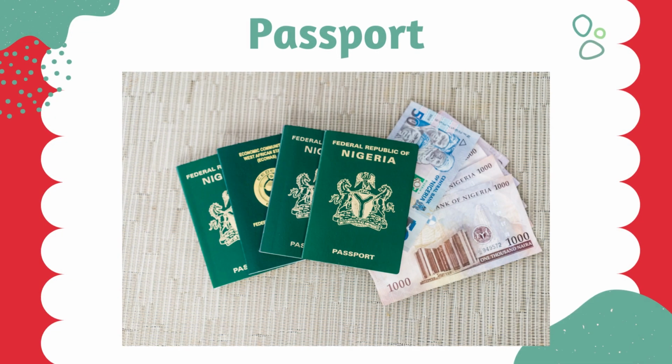So, the first document we'll be taking a look at is called the passport. The picture I have is an example of the Nigerian passport and just a little bit of our currency. But yeah, every country has their own passport. So you need to figure out what the process is to get a passport in your country. Typically, there's a fee for it. So you need to go ahead and pay that fee, complete your application to get a passport and make sure that you get your passport.